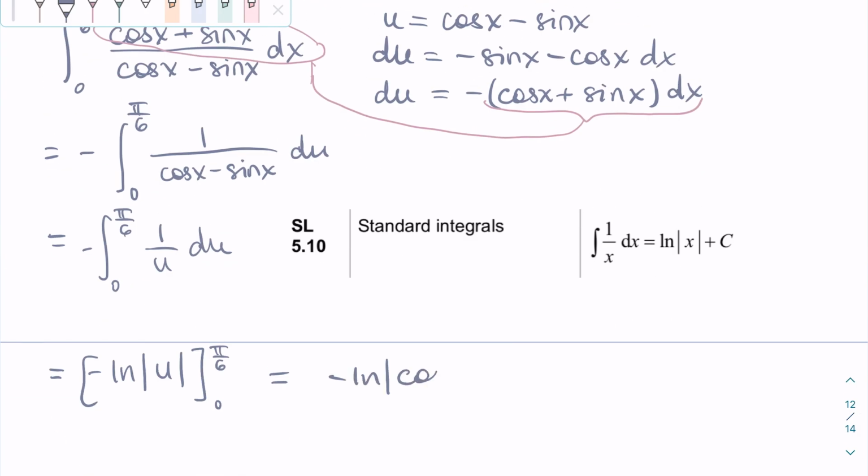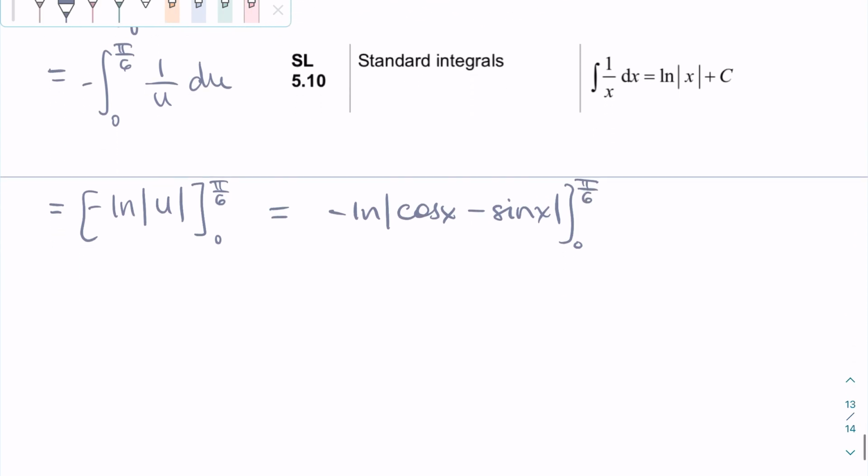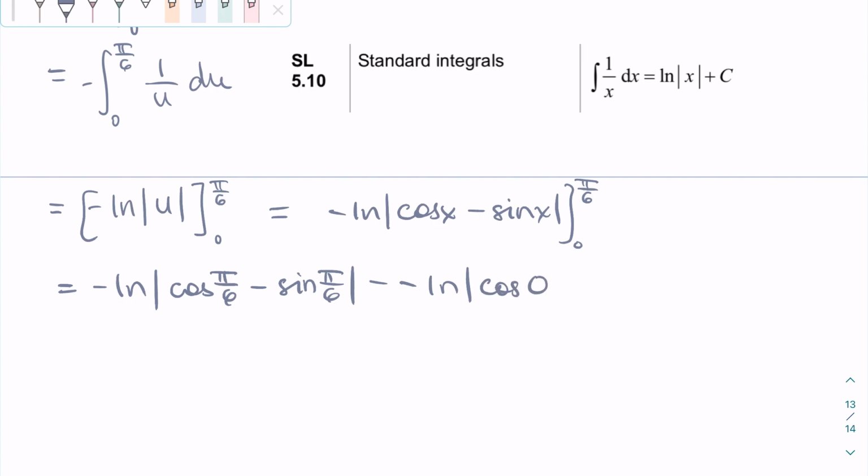Next, in order to compute the integral, we can replace u with the substitution we originally used, so cosine minus sine. Then we can use the fundamental theorem of calculus and substitute pi over 6 into the x, so we get ln absolute value of cosine pi over 6 minus sine pi over 6, minus ln of cosine 0 minus sine 0.